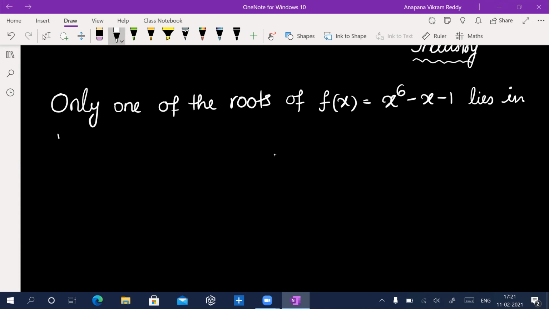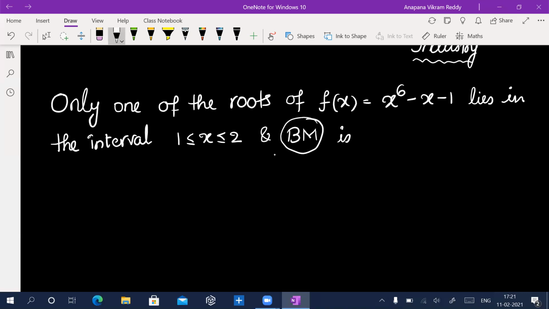So it lies in the interval. So x is in between 1 and 2, okay? And bisection method is used to find its value.